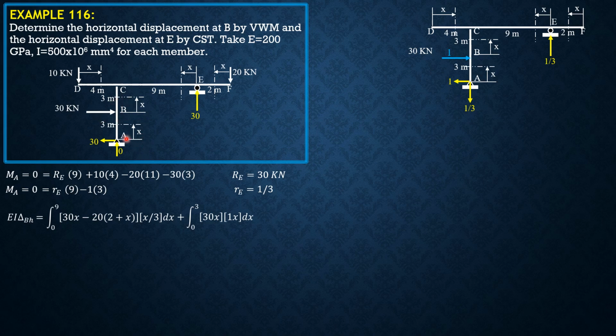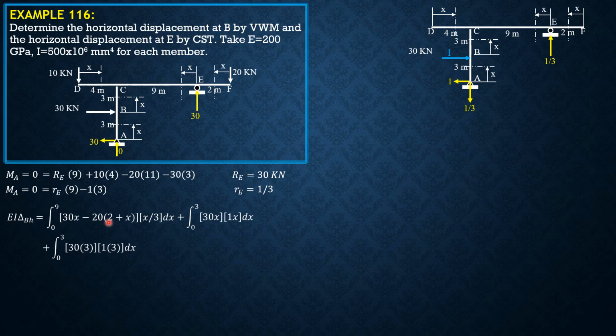So it's 30 times 3. Same is true with this. We have 1 times 3 moment at that section. So for the last integral, 0 to 3 of 30 times 3, then times 1 times 3 dx.